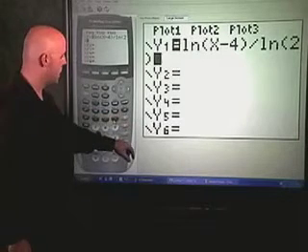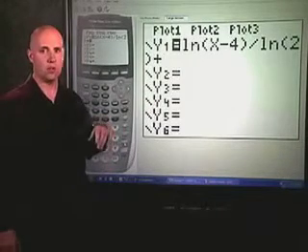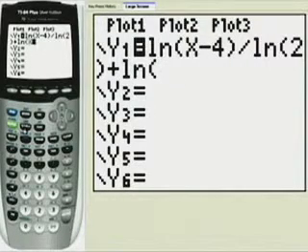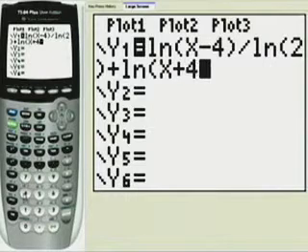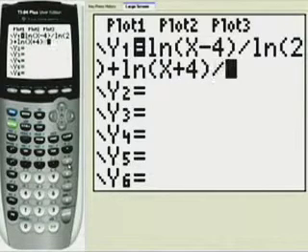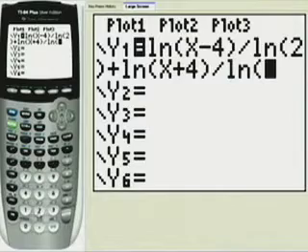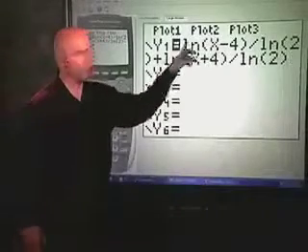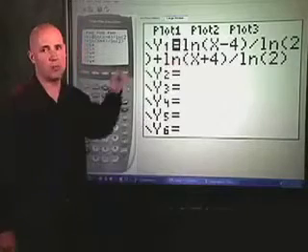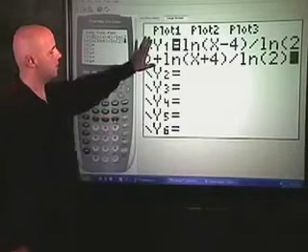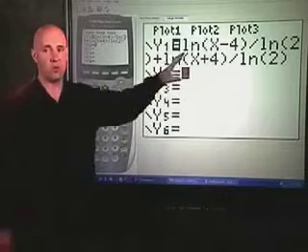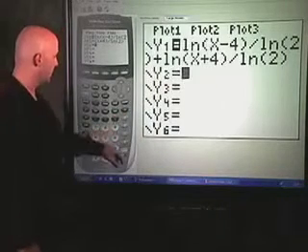We also have to add in the second part, which is log base 2 of x plus 4. Again, using our change of base formula, we'll use the natural log of x plus 4. And again, dividing by the natural log of 2. Now, when dealing with logs, make sure that you're careful about closing your parentheses so that you're not doing any implied operations. So that's our left side of the equation. We'll hit enter. In y2, we're going to enter the right side, which is just the constant 3.